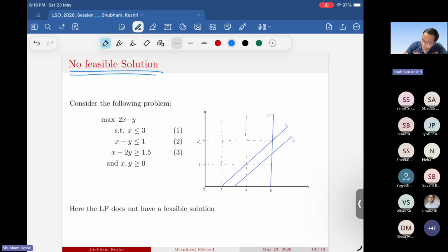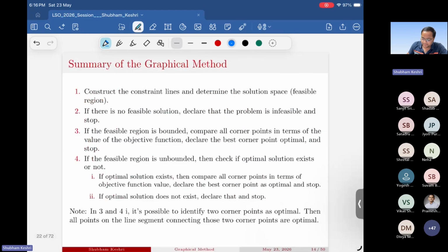Okay. So once we draw these three equations, we will see that this is the side which satisfies this constraint. This is the side which satisfies this constraint, and this is the side which satisfies this constraint. So there is no feasible region in this problem. Therefore, this problem is infeasible. Okay. We will say that this problem is infeasible.